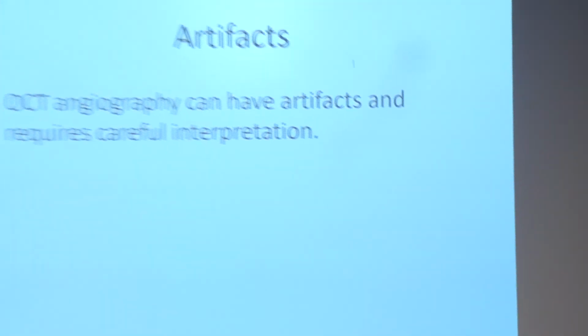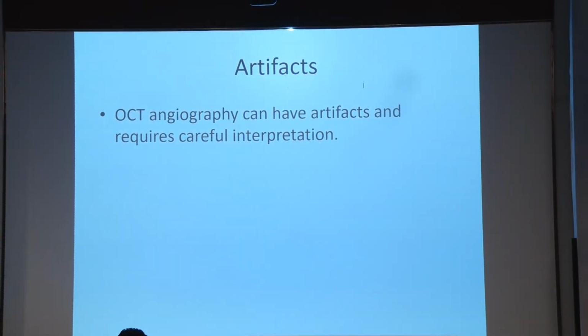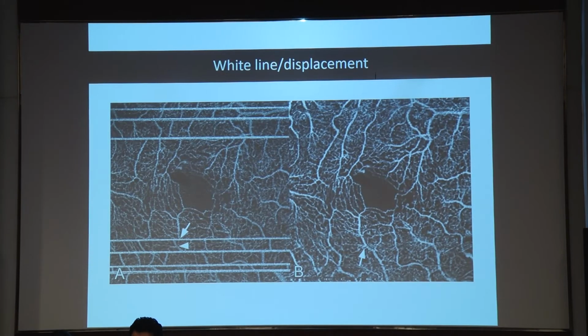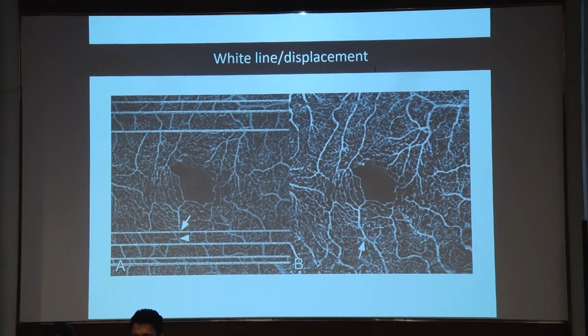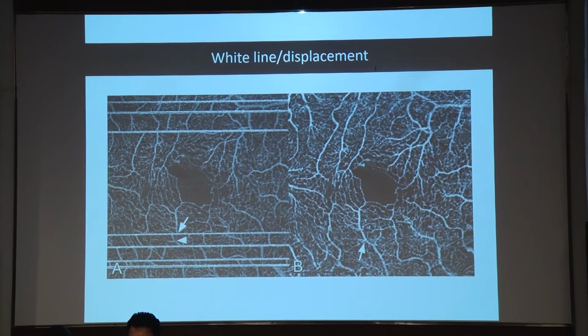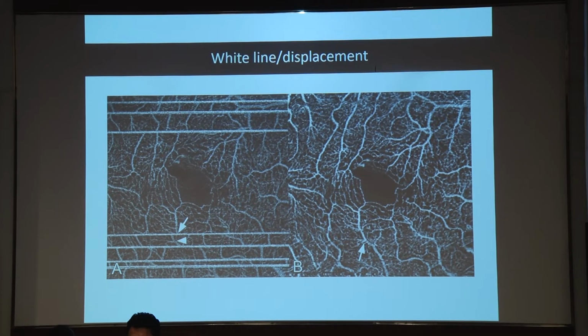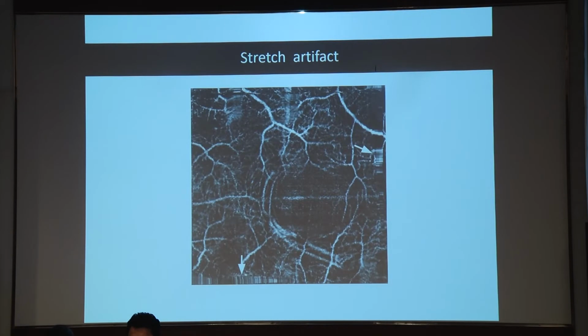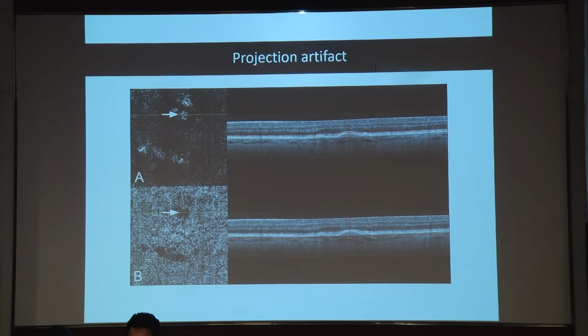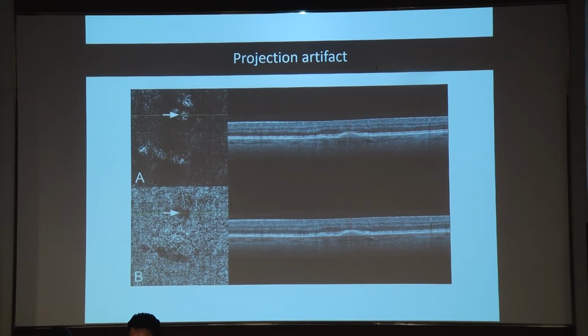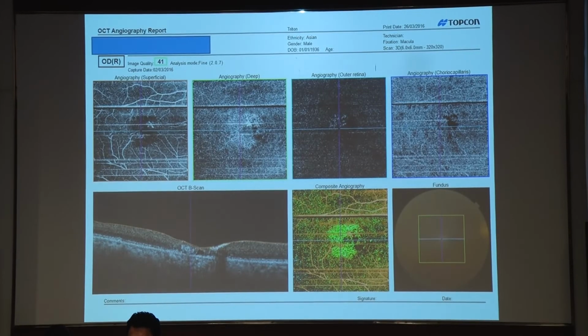But as with other imaging modalities, OCT angiography is also prone to develop a significant amount of artifacts, which are lesser now in the newer software and the higher versions of the machines available. So there could be cases where we get white line displacement because of patient blinking, or a stretch artifact which happens because of the software trying to remove the noise and process the image. The structures in the superficial layers of the retina may project shadows below it.